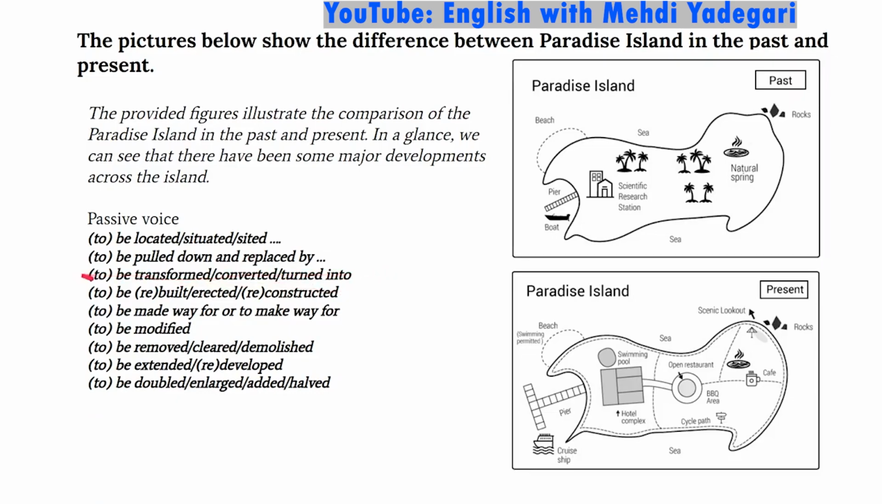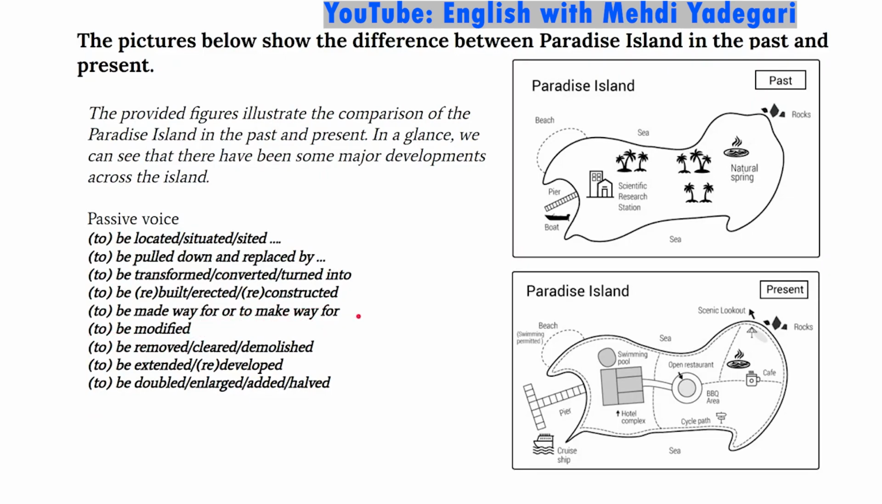You use this when you want to talk about something that has been changed into another purpose somehow. It's the same building, but the purpose is different now. Like the same building that used to be a cinema, now it's a shopping complex, as an example. To be rebuilt, erected, reconstructed, or constructed. To be made way for or make way for.